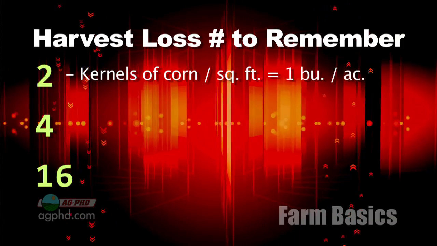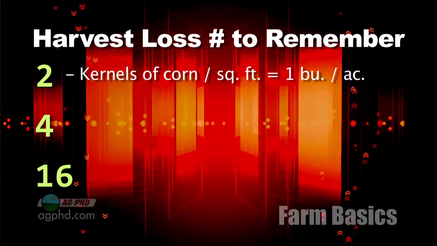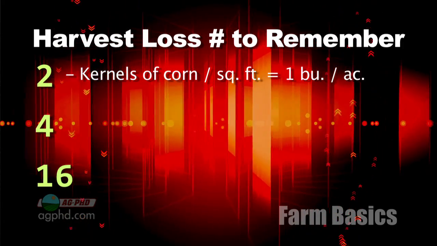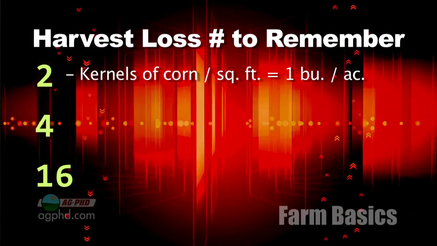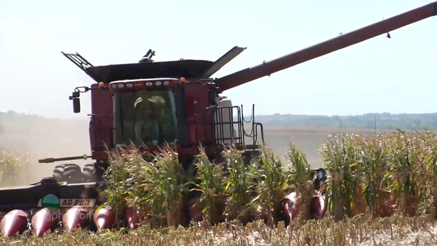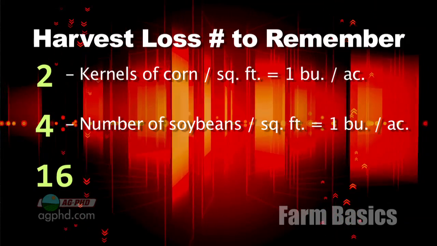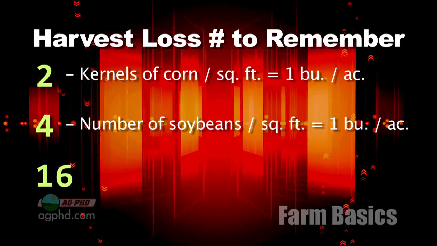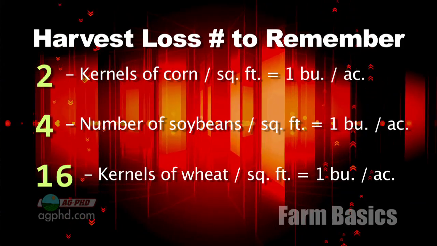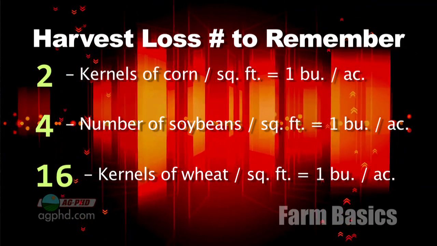So when we're looking at corn, if we're behind a corn combine and in a square foot we have 2 kernels of corn, that's 1 bushel of loss. So if we had 10 kernels of corn in a square foot across our whole field, that's 5 bushels per acre of loss. That's a huge economic loss for a farmer. So we've got to be careful to set the combine right so we don't have that problem. In soybeans, the number is 4 kernels per square foot to equal 1 bushel of yield loss. And in wheat, it's about 16 kernels per square foot, equaling 1 bushel of yield loss per acre.